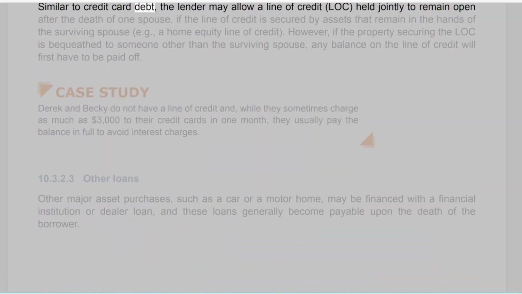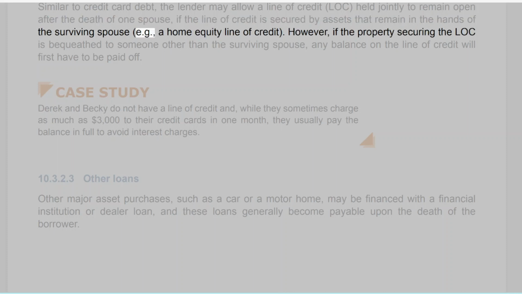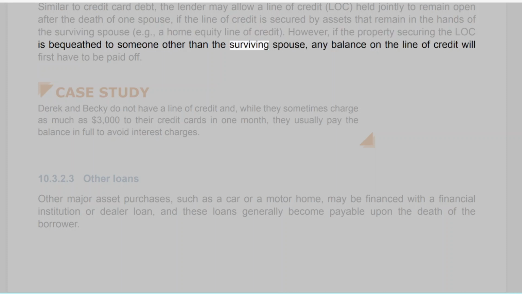Similar to credit card debt, the lender may allow a line of credit, LOC, held jointly to remain open after the death of one spouse, if the line of credit is secured by assets that remain in the hands of the surviving spouse, for example, a home equity line of credit. However, if the property securing the LOC is bequeathed to someone other than the surviving spouse, any balance on the line of credit will first have to be paid off.